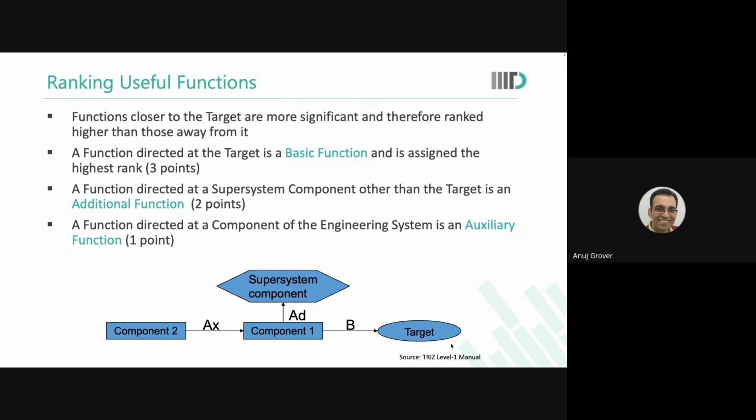And then the auxiliary functions are functions which are happening inside the engineering system itself. They are not even touching outside. They are not even going to the supersystem. And those, as a rule, have to be at the lowest rating. Okay.